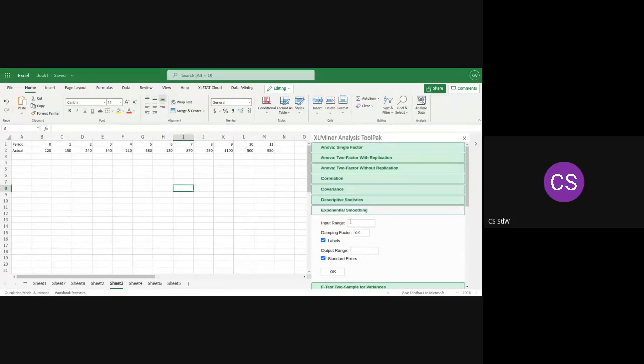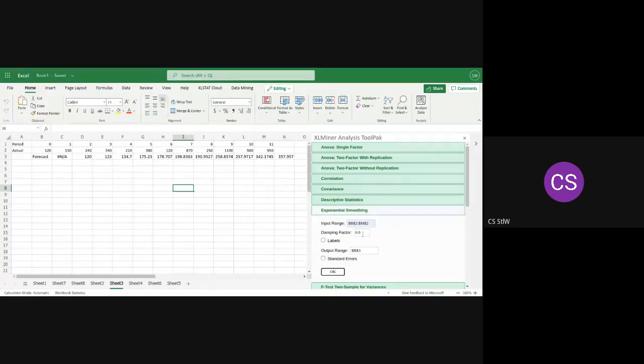So let us do that. So our input average is that. So I'll remove the labels and the standard errors as well. So here my alpha is 0.1, but my damping factor is 1 minus 0.1, making it 0.9. So where do I want it to be displayed? I want it to be displayed at B3. So that is what has happened.